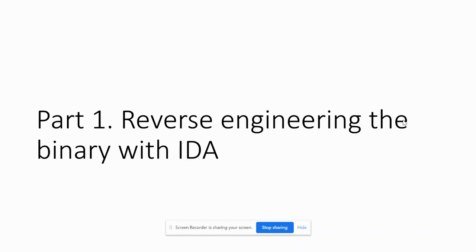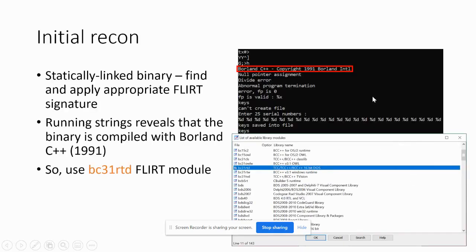So the first step, obviously, is to reverse engineer the binary. And in this case, I'll use IDA. Here, running strings on the binary, we can see that there is this string: Borland C++, copyright 1991, Borland International. Borland C++ is a C++ compiler, and in particular, it was a compiler that had a version for 16-bit DOS.